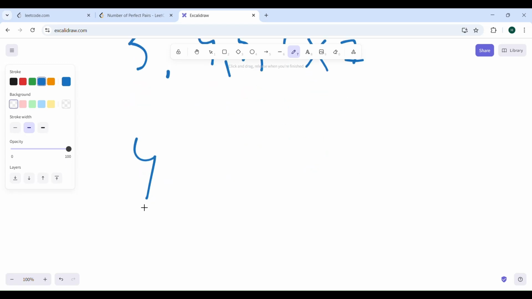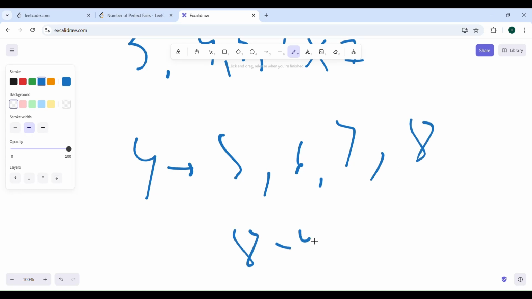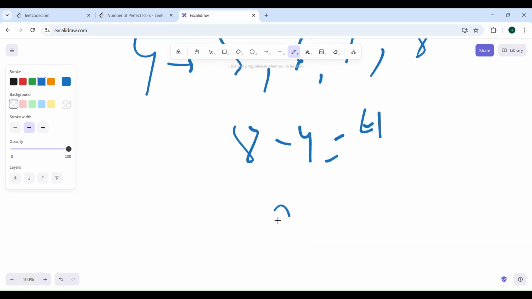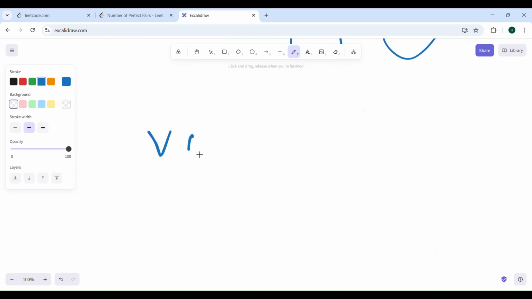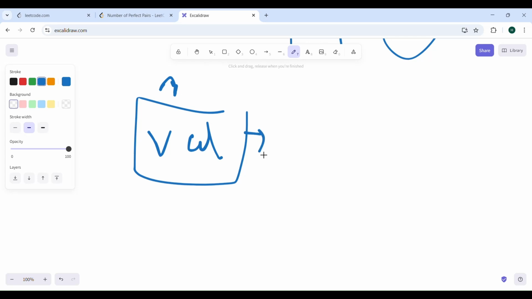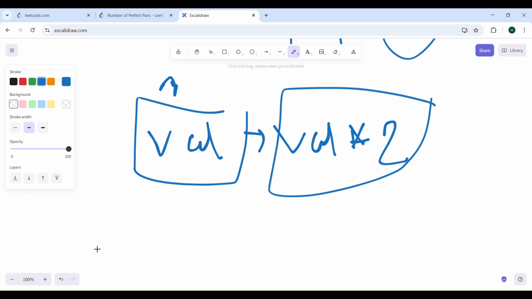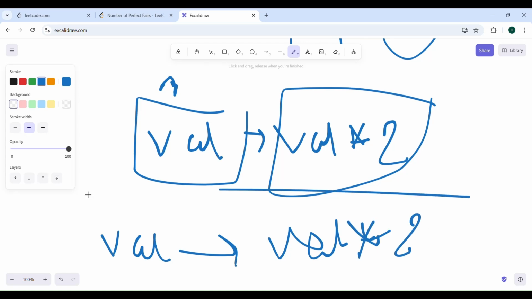Similarly for 4 you can have 5, 6, 7, 8, and after you do 8 minus 4 you will get 4. But if you do 9 minus 4 you will get the value 5, which violates your condition. So for any value, let's say val, at most you can go from val to val into 2. This is my statement to you. Are you accepting this? I hope you are accepting it after listening to all the proofs I have given.